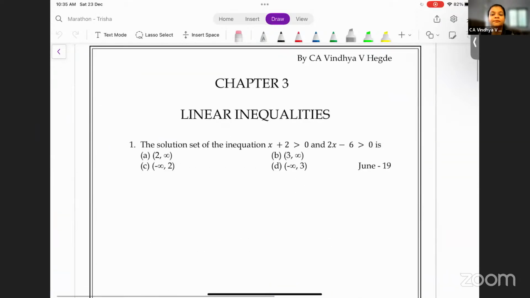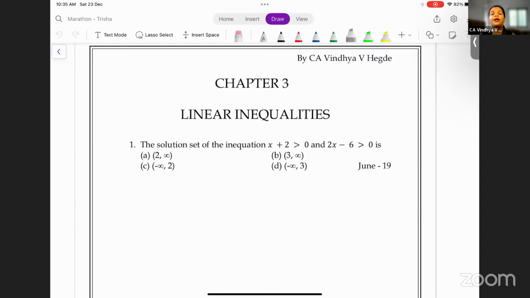Okay. Question number 1 would be the solution of the set of inequalities x plus 2 greater than 0 and 2x minus 6 greater than 0. Yes, I'll give you time to solve. Quickly do this and drop the options in the chat box, please.